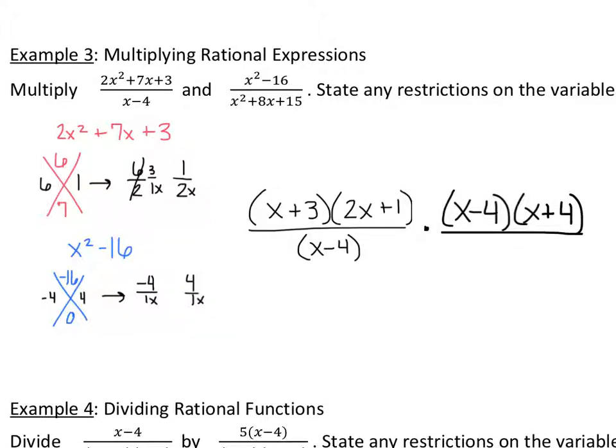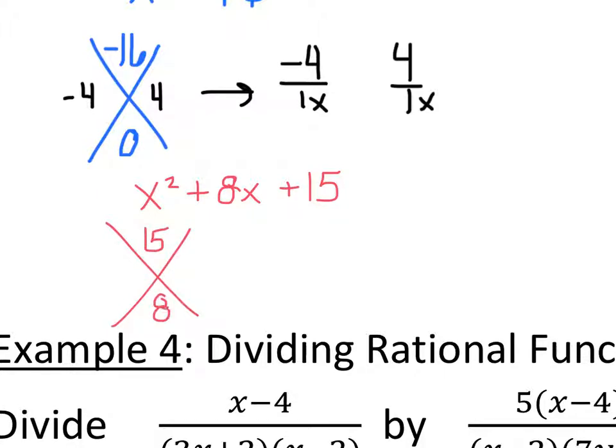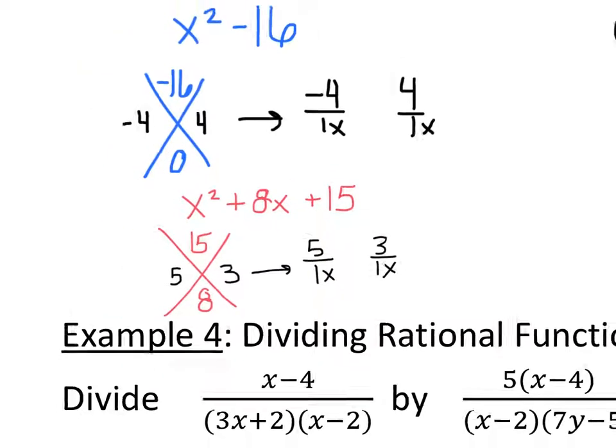Now we just need that last denominator. So I'm going to zoom back in. x squared plus 8x plus 15. Top of the x is 15, bottom is 8. Numbers that multiply to get 15 and add to get 8 are 5 and 3. So 5 over 1x and 3 over 1x. So my factors are x plus 5 and x plus 3. Pause this if I'm going too fast.